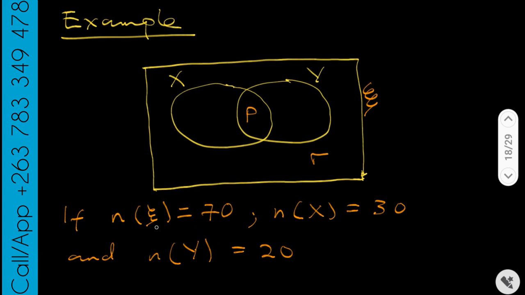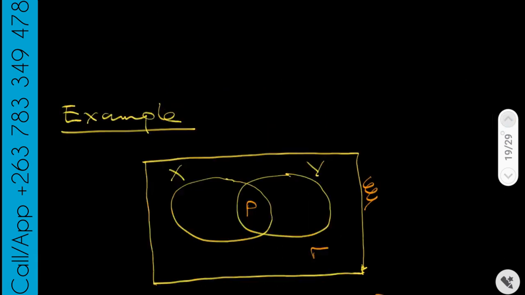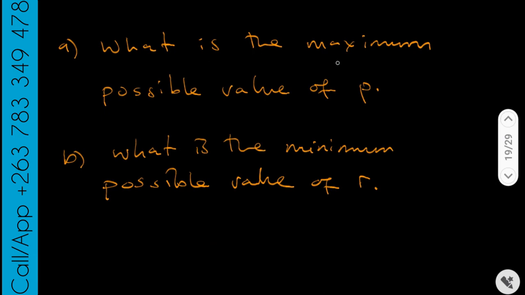The number of elements within the universal set is 70. So the total number of all the elements is 70. The number of elements in X is 30, and the number of elements in Y is 20. That's what we have there, right? So what is the question? The question is, what is the maximum possible value of P? And part B, what is the minimum possible value of R?